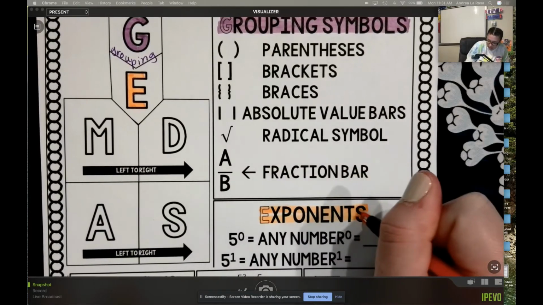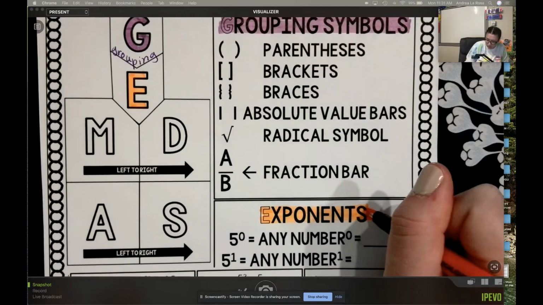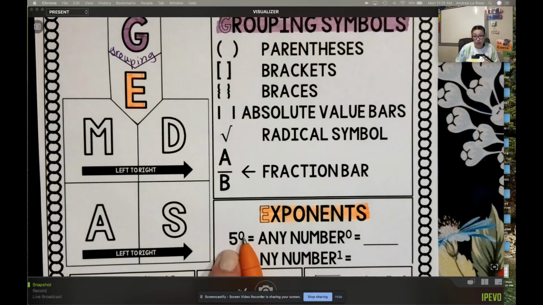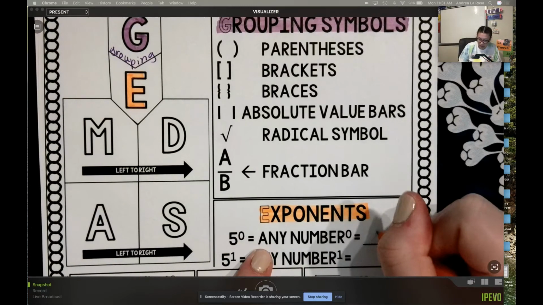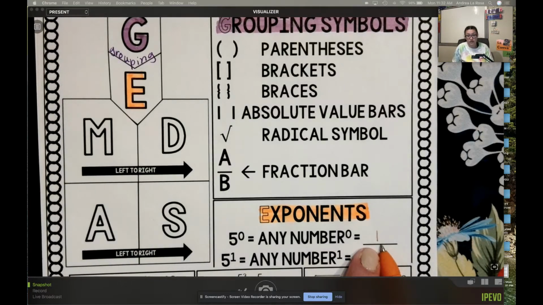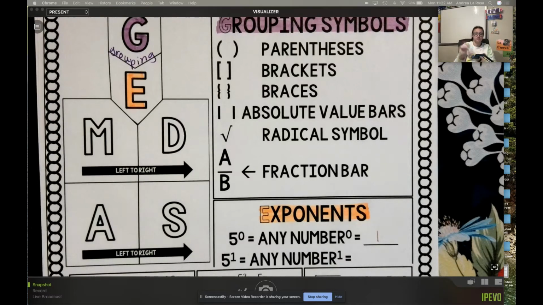So for exponents, we have a few reminders. 5 to the 0 power, or any number to the 0 power, remember, that's equal to 1. We talked about this back with comparing and ordering numbers. If I have an exponent of 0, my answer is automatically going to be 1.